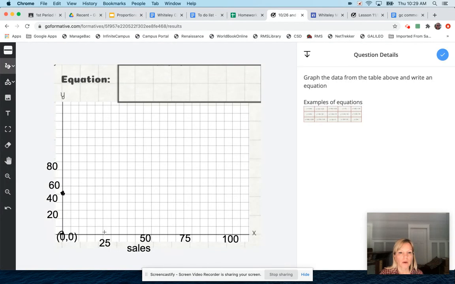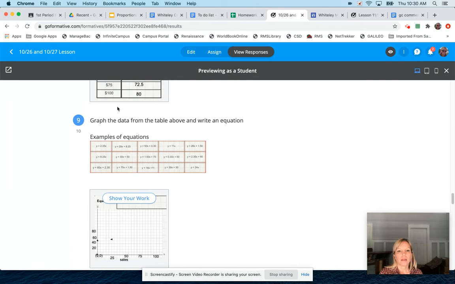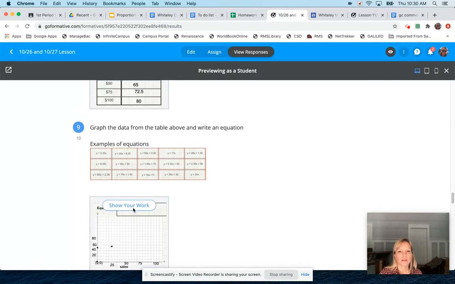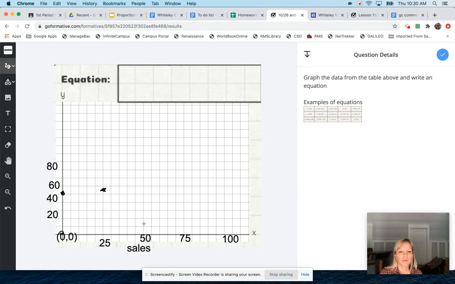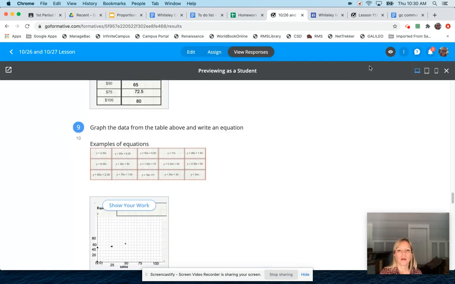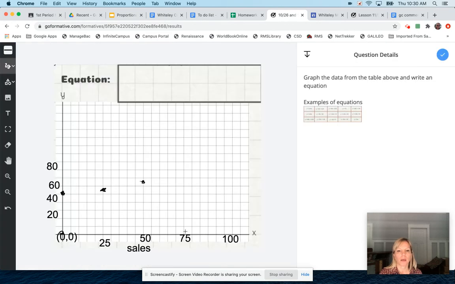So when X is 25, Y is 57.5. And then when X is 50, Y is 65. So I'm going to find 50, Y is 65. And then when X is 75, if I sell 75, I get to take home 72.5 take home pay. 75, 72.5. So that's how you graph it.